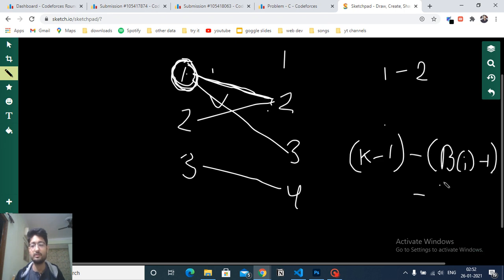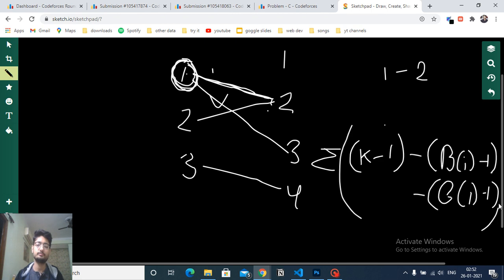And also we have to do the same thing for girl i minus 1, and you have to do a summation of this over all the pairs. If you don't understand, I'll make it more clear.